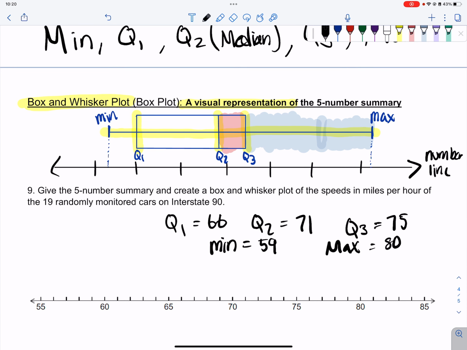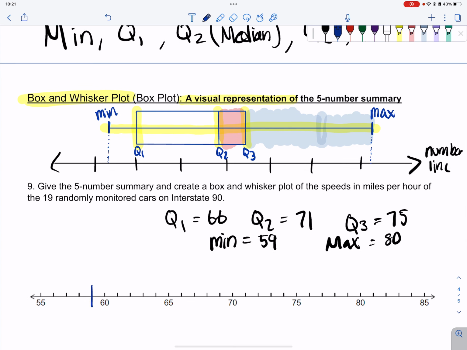We already have our number line here numbered, so I don't have to renumber it or draw a new one, but I just need to input this information onto the number line here as a box and whisker plot. So I'm going to start with the minimum and maximum, and I'm just going to draw it on the number line to make it a little bit easier. So my minimum is 59. So I'm going to draw a line at 59, and then my maximum is at 80. So I'm going to have another line there, and I'm just going to connect them together to create the whisker going through my box plot.